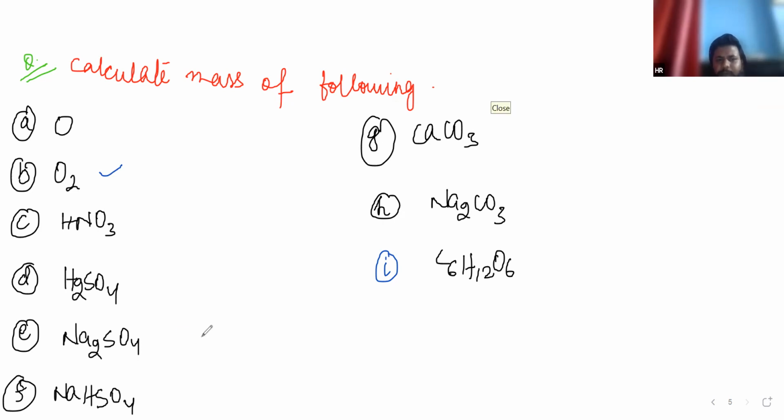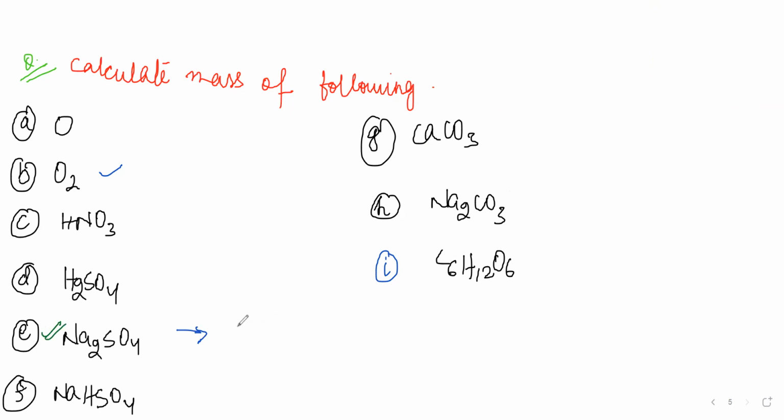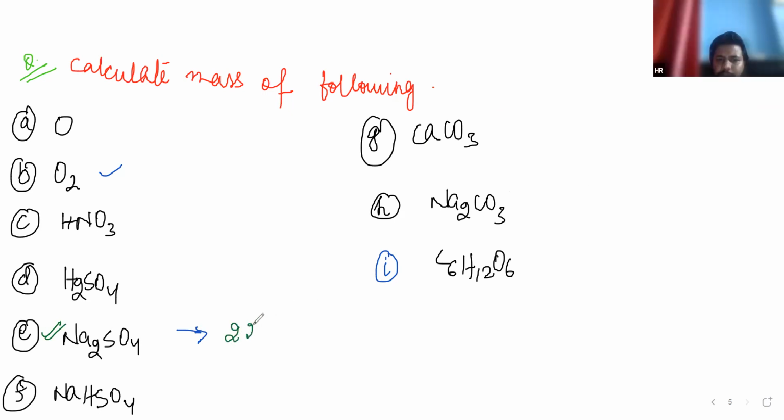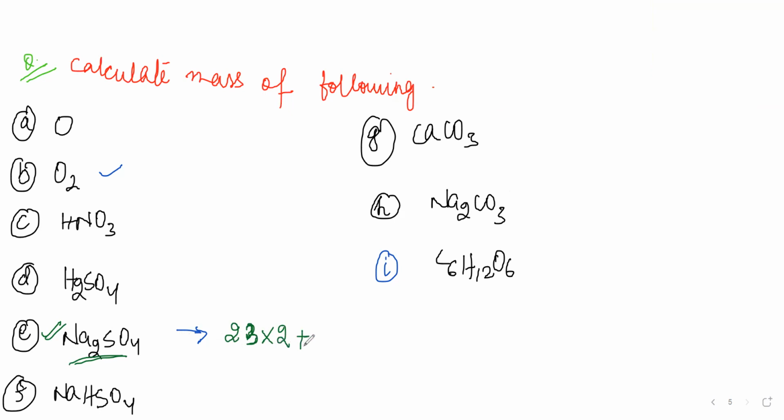What is the mass of sodium? Just speak up. I will solve it with you. What is the mass of sodium? Do you know or not? 22. It's 23. How many atoms of sodium are present here? 2. What we will do? 23 into 2 plus. What is the mass of sulfur?